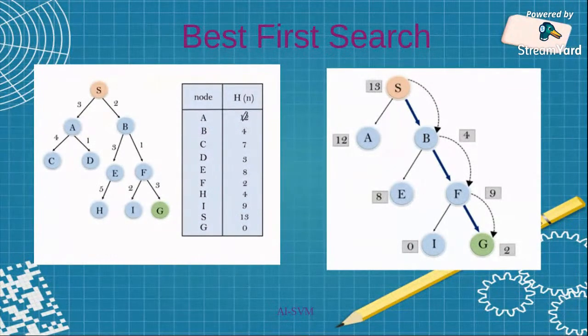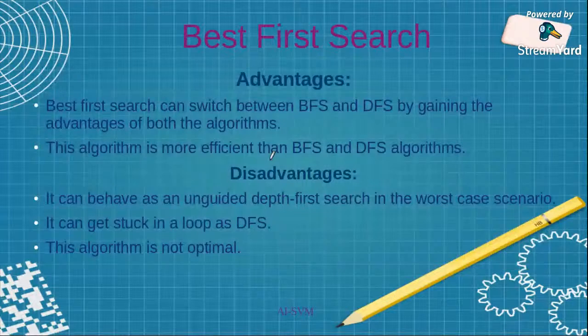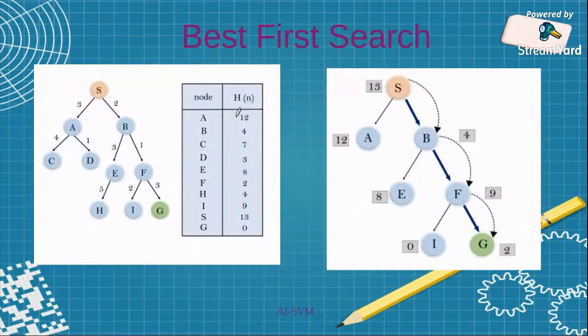Heuristically, we have used this heuristic. That means in some way we have identified how far we are from the goal state. So the advantage, if you look at it, what are we doing? What exactly did we do?